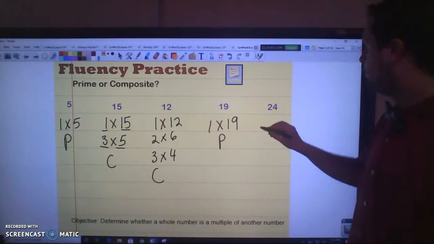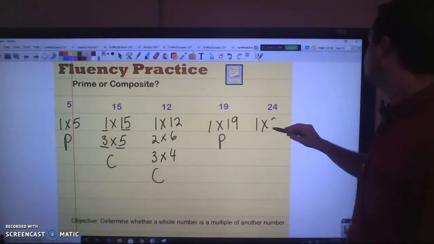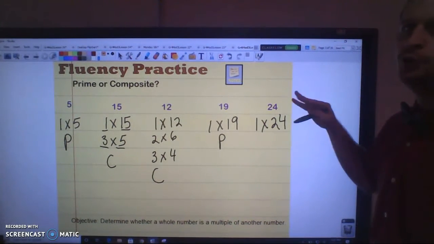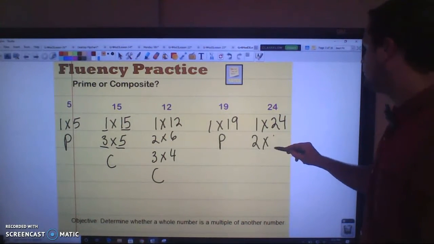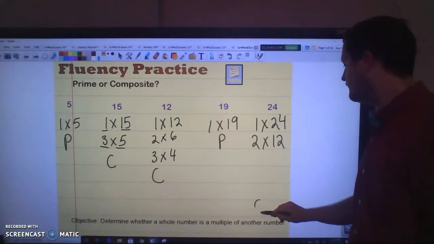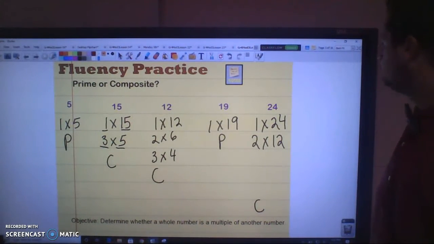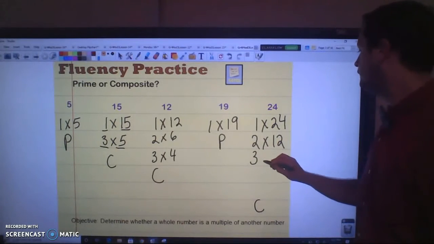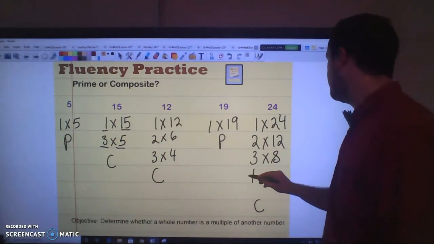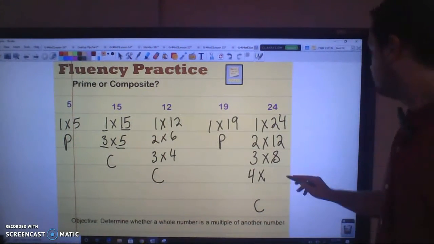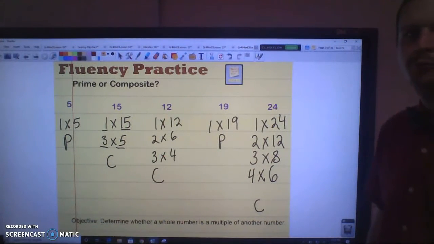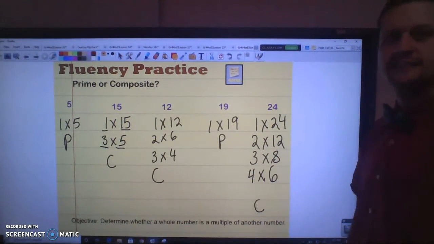Okay, go to 24. I know it's 1 times 24. And remember, I said something about this the other day. If it's an even number, 2 is going to be a factor. So 2 times 12. Does it have more than 2 factors? Yes, already. I know it is composite. Let's see if there's any more factors. Okay, go to 2, go to 3. 3 times 8 works. Okay, let's go to 4. 4 times 6 works. Okay, and those are all my factors for 24. But again, if it has more than 2 factors, it is composite.